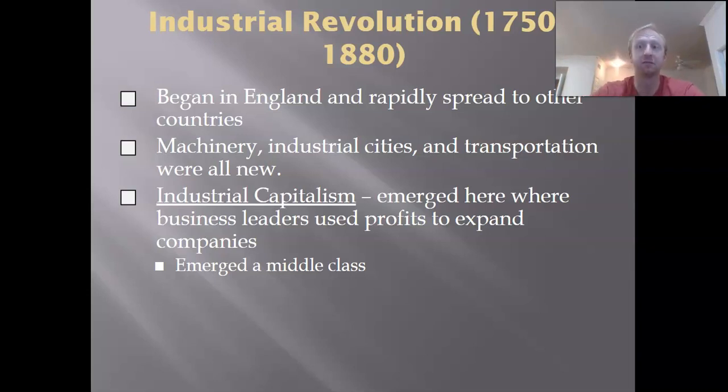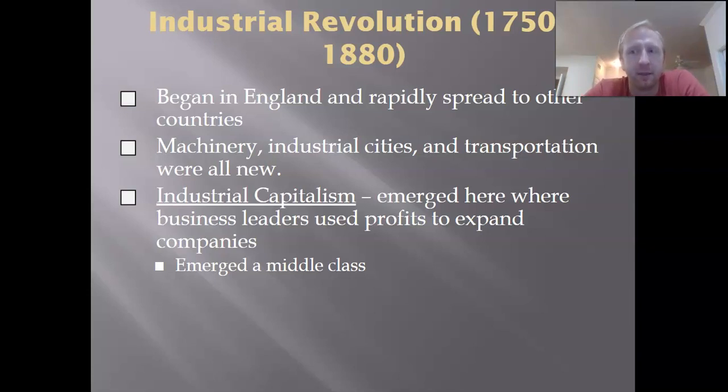When you have an increase in food, what do you have, right? Increase in life, because more people are eating more, they're more well nourished, they're healthier, they're living longer, babies are living longer, the population, poof, explodes. Okay, so this begins in England and rapidly spreads to other countries, right?